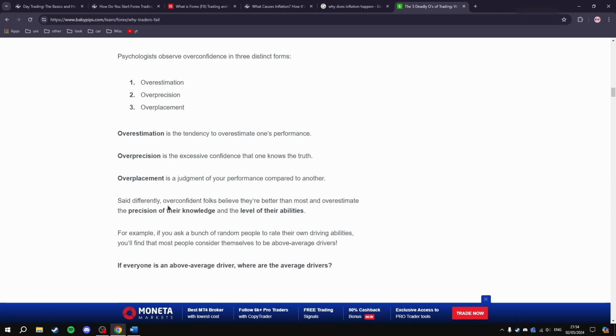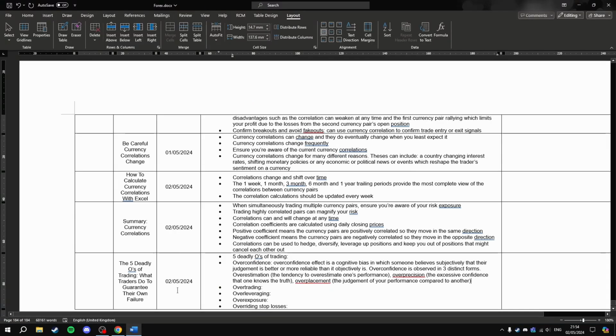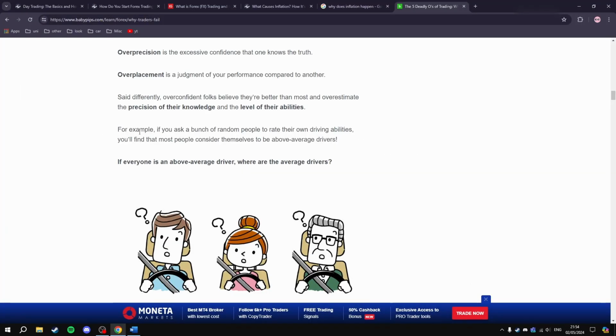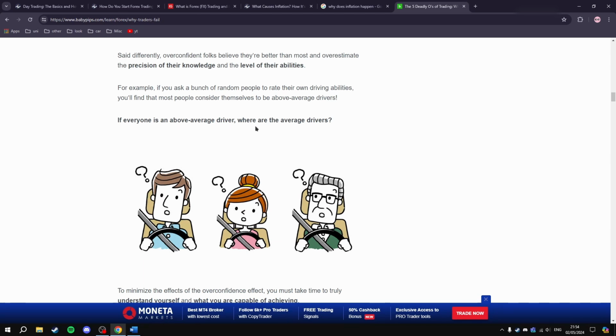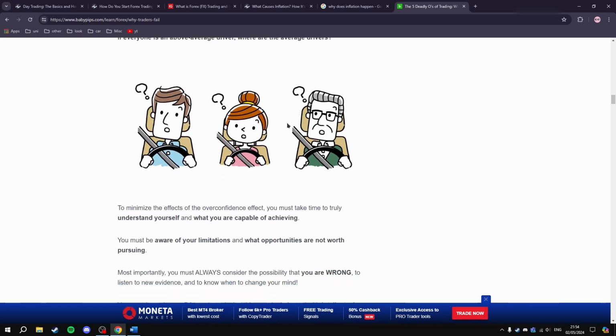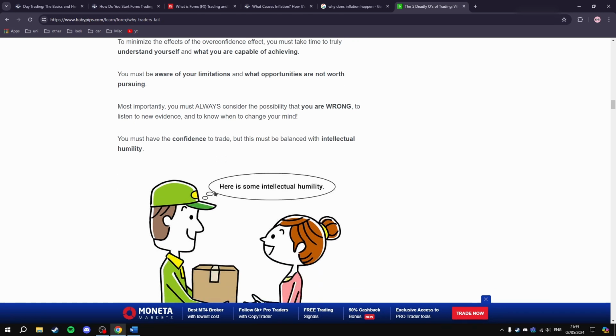Said differently, overconfident folks believe that they're better than most and overestimate the precision of their knowledge and the level of their abilities. For example, if you ask a bunch of random people to rate their own driving abilities, you'll find that most people consider themselves to be above average drivers. If everyone is an above average driver, where are the average drivers? True. To minimize the effects of the overconfidence effect, you must take time to truly understand yourself and what you are capable of achieving. You must be aware of your limitations and what opportunities are not worth pursuing.